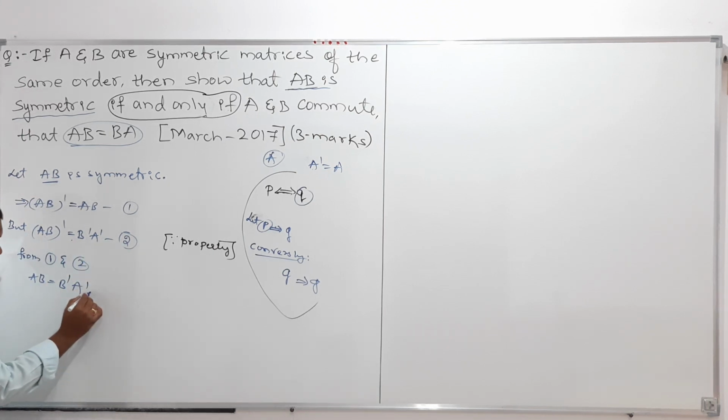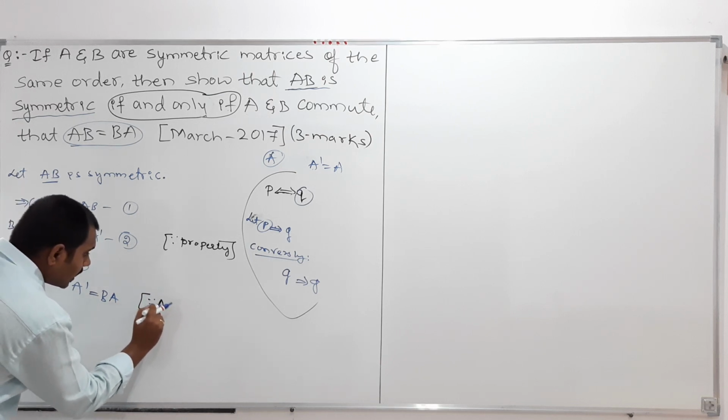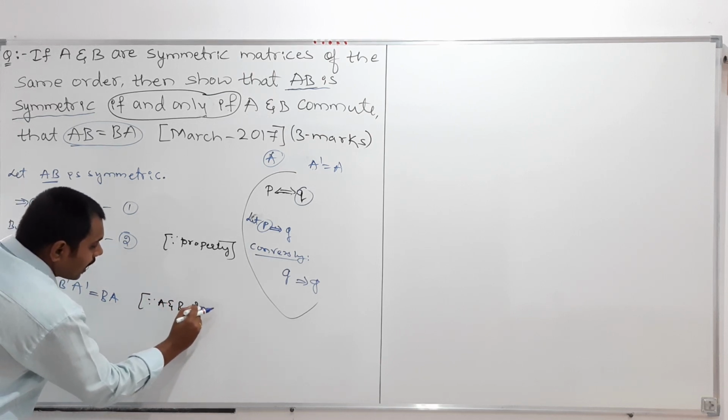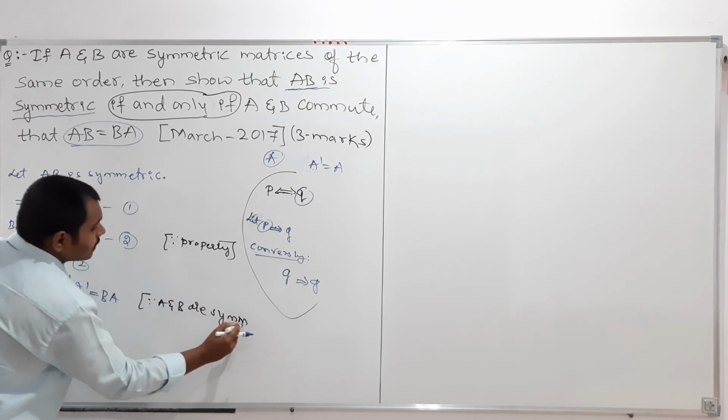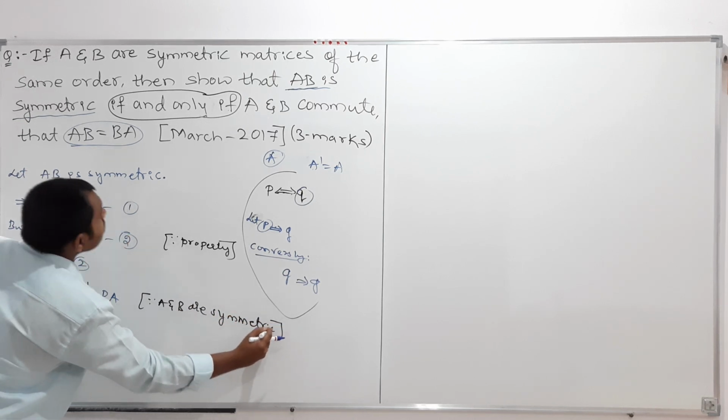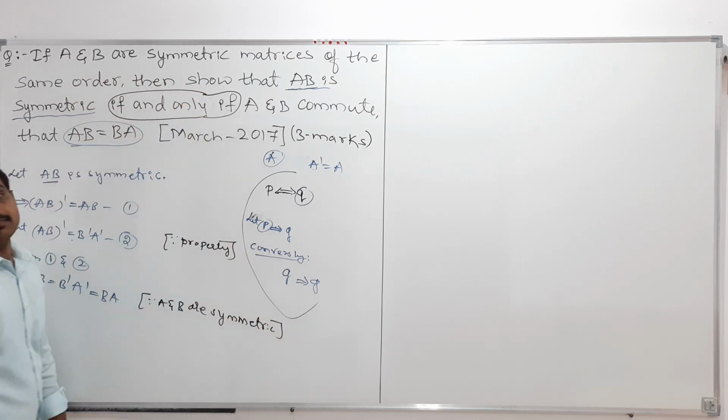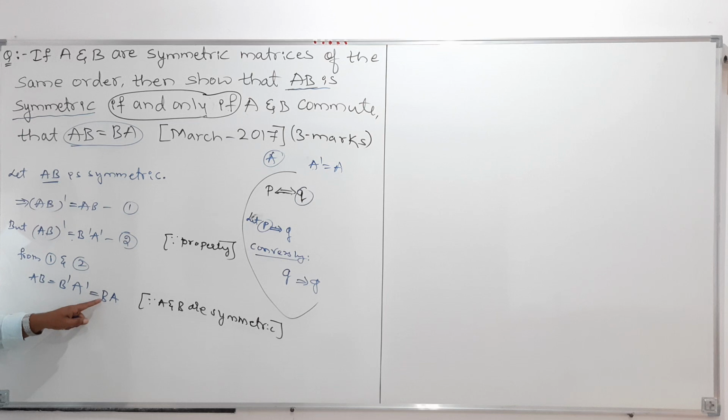And next, my dear students, can I write B transpose as B and A transpose as A? Because A and B are symmetric. Already they given to you A and B are symmetric matrices. So being A and B symmetric, I can write B transpose equals B and A transpose equals A. So this implies that AB is equal to BA. Clear? So therefore my dear students, AB is equal to BA.